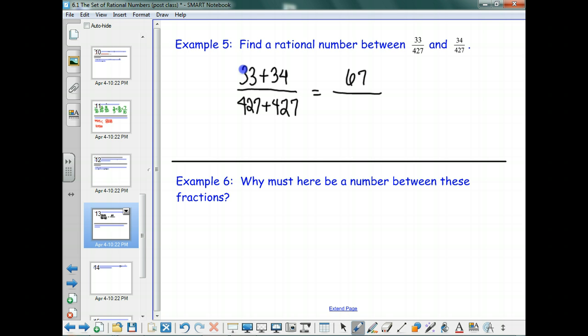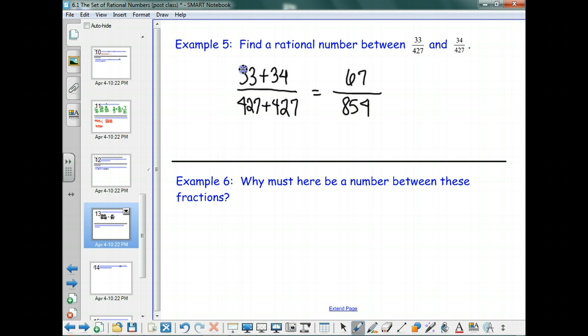All right, so what is 33 plus 34? 67, and the denominator 427 plus 427? 854. And if you wanted to check to make sure that it really was the same sort of visual representation with numbers that are a little more comfortable, you could turn all three into decimals and you'd be able to see that, right? Sure. Okay. So this is one way of doing this.